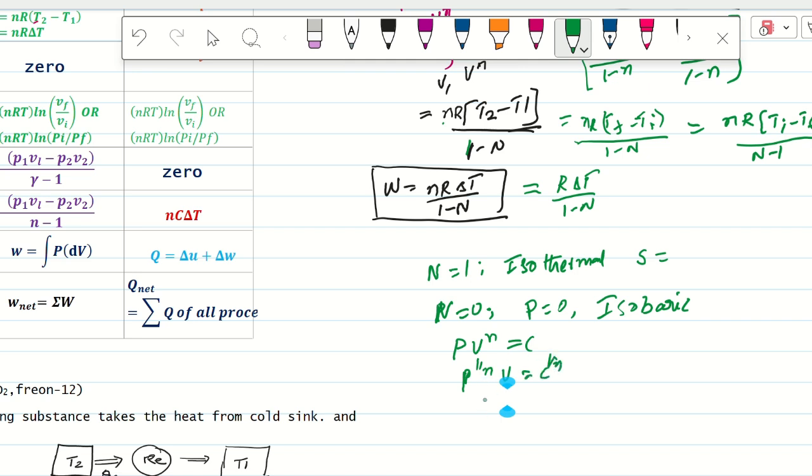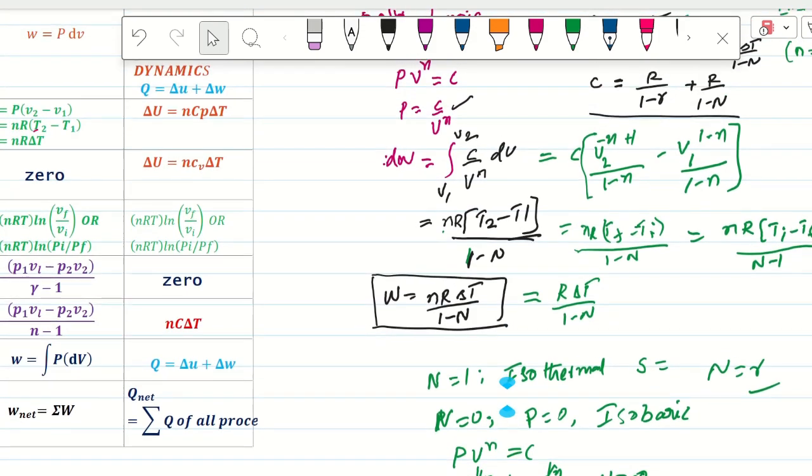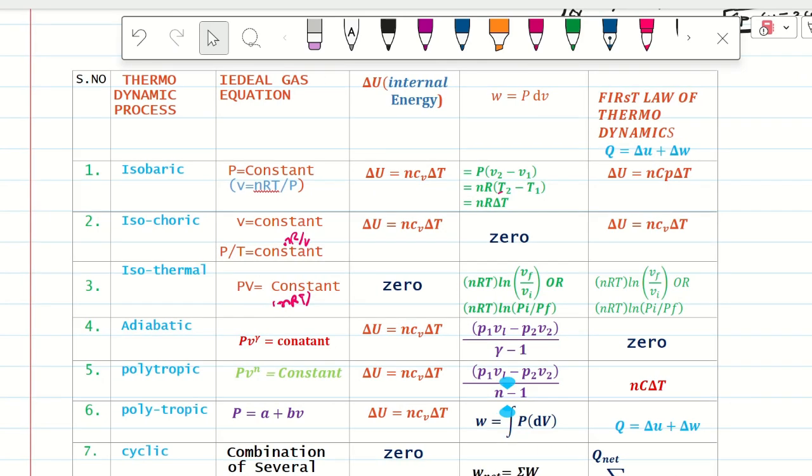Now if n is equal to infinity, then V will become constant. That is the isochoric process. And n is equal to gamma is the adiabatic process. A polytropic process depends on the n values. You can tell it is isobaric, isothermal, adiabatic, or isochoric. So this table is very important in solving problems related to graphs, right?